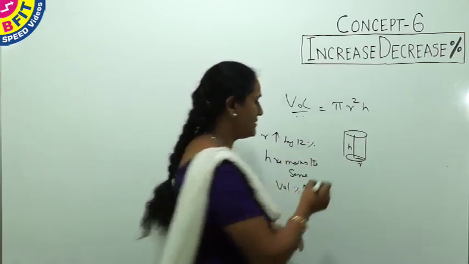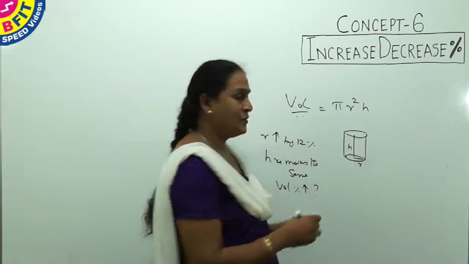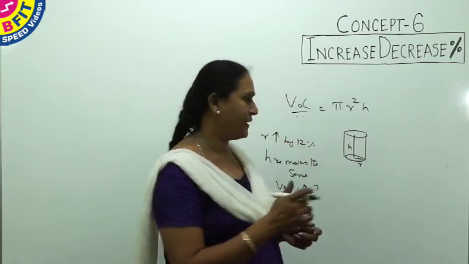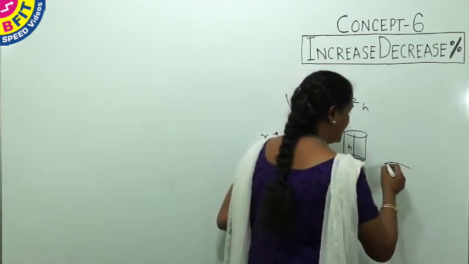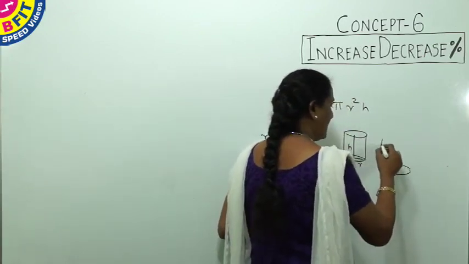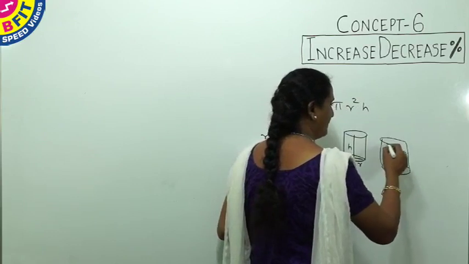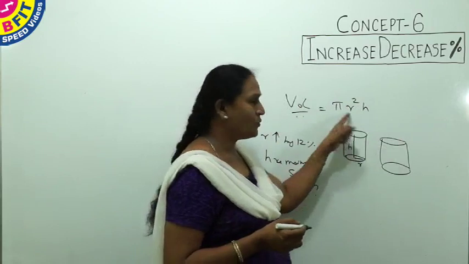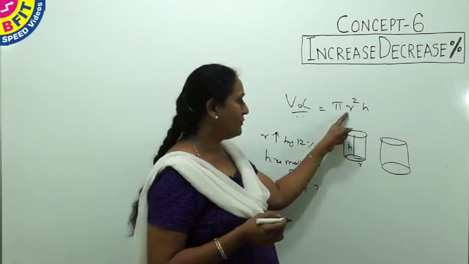Say suppose there is a cylinder of radius and height. The radius is increased by 12%, so we will have a cylinder of bigger radius, but the height remains the same. So this factor remains the same, and there is an increase only in the radius. So what is the change here?